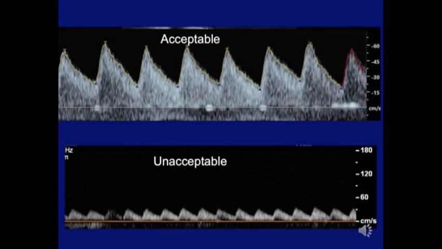So even if the machine does auto calculations, it will be difficult for you to see whether the machine has recorded it correctly. If you want to do a manual tracing, it still will be difficult to trace it. Ideally, you should have 6 to 8 tracings in one image, not more than 10 tracings in one image, and the spectrum should occupy the entire image of the spectral waveform so that you can analyze it properly.